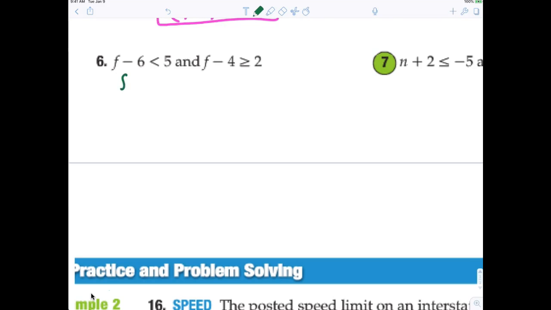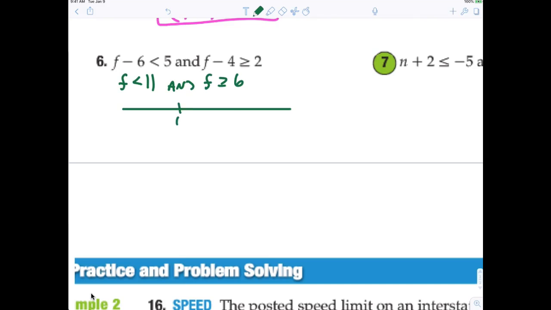Beautiful. So F is less than 11. Thank you very much. And Max, and F is what? It's an add 4. Right? So F is greater than or equal to 6. Right. So now, just to visualize, and eventually some of you will get good enough, you can just say, well, this is the answer without the number line. But I do think right now the number line helps.